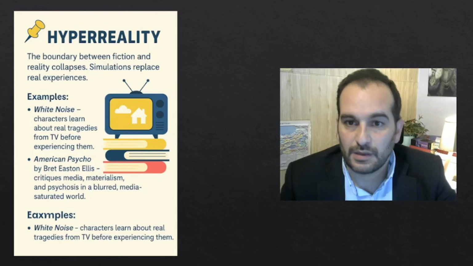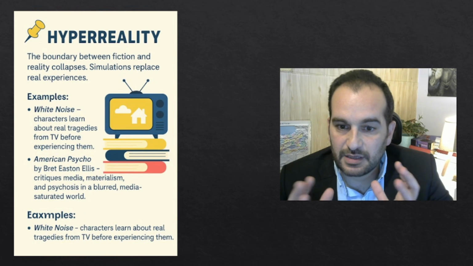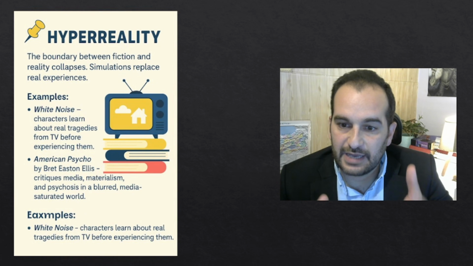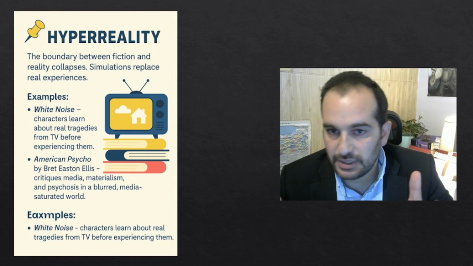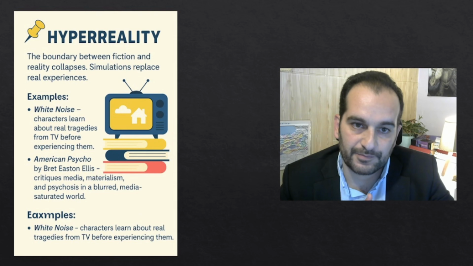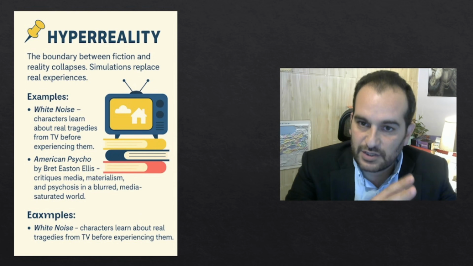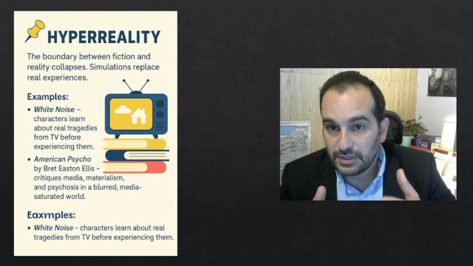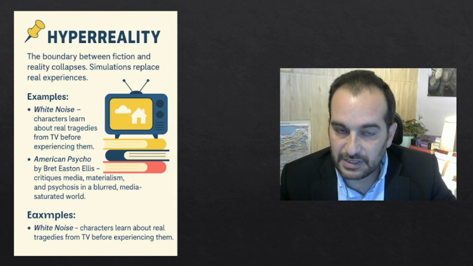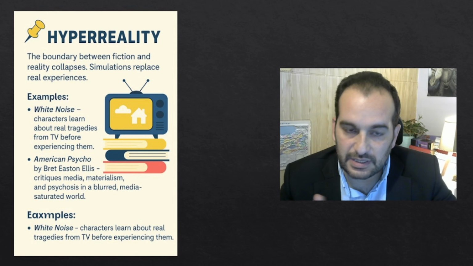Now, the next element is hyperreality. It's the blurring of reality and fiction due to many reasons like media, simulations, or consumerism. It's when the boundary between fiction and reality collapse and simulations replace real experiences. We see this in White Noise and American Psycho.